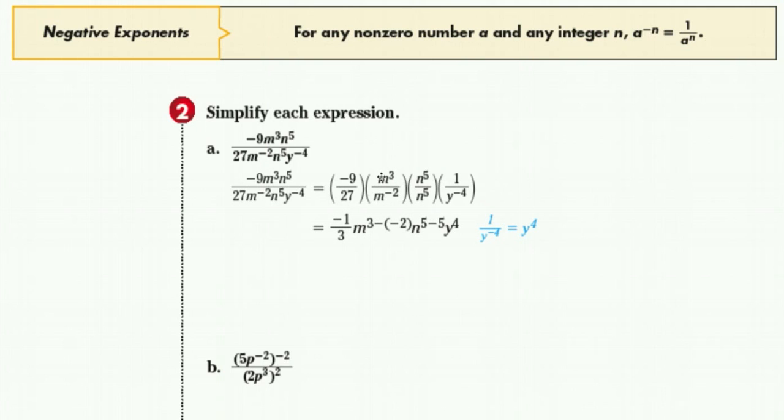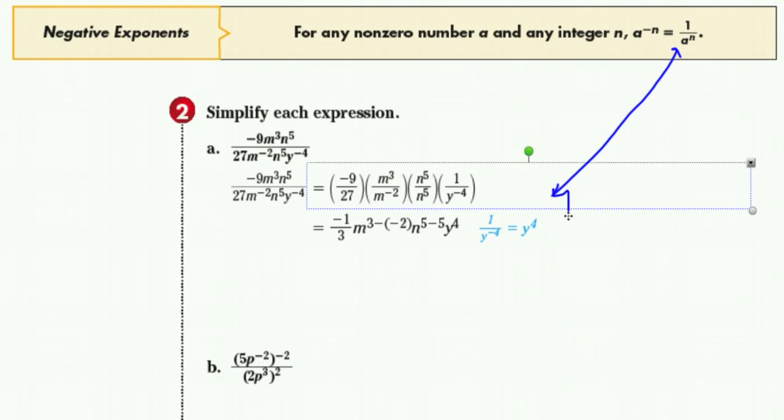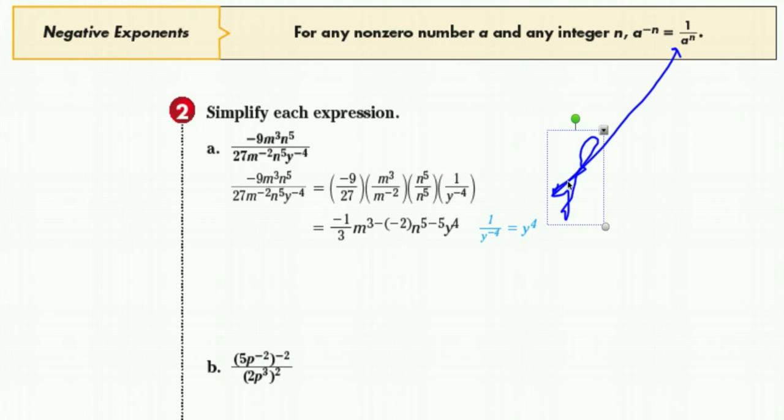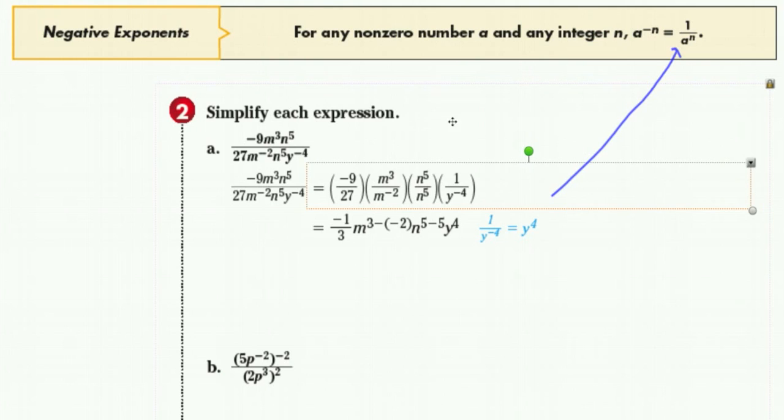We follow the quotient of powers and we subtract: m cubed over m to the negative 2 is m to the 3 minus negative 2, and this becomes n to the 5 minus 5, and this simply becomes y to the fourth. Remember, 1 over y to the negative 4 is the same as y to the fourth, following this rule right there.